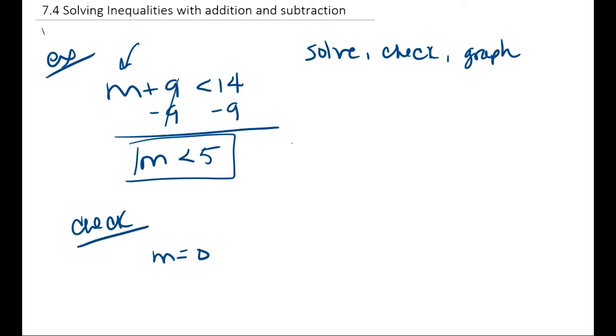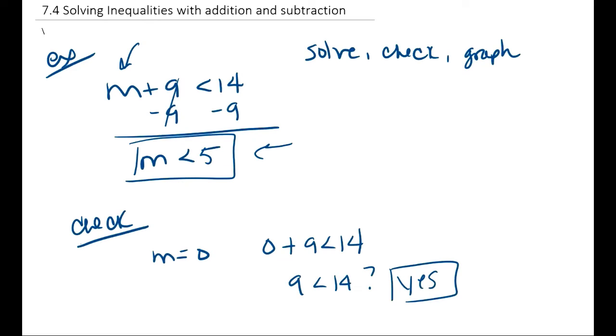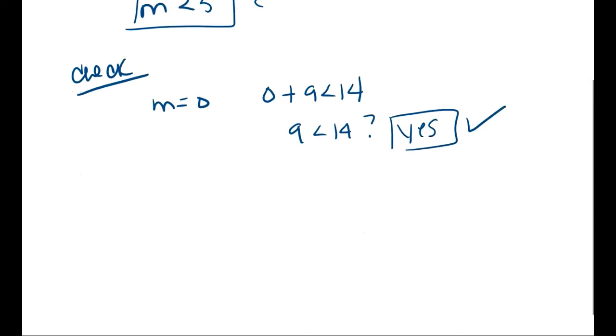So my solution set is m less than 5. So any number less than 5 will work in our solution set. So that's why I picked 0. And I'm going to substitute 0 in for m. So instead of m, I'm going to write 0 plus 9 less than 14. Then I'm going to go ahead and add and ask myself, is 9 less than 14? And of course, the answer is yes. So my check is good. I've solved it. Everything looks great.